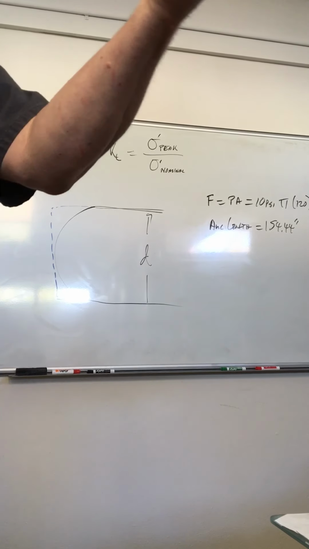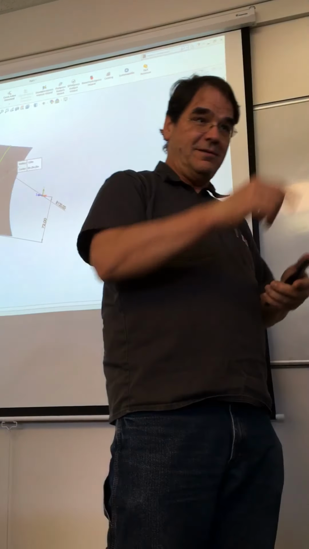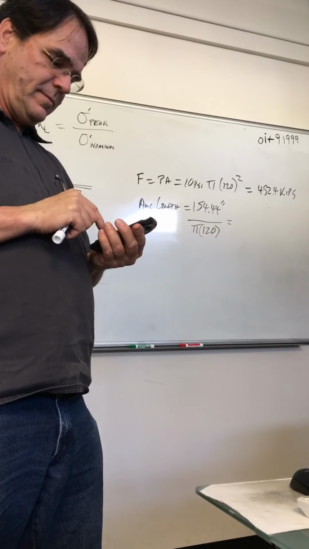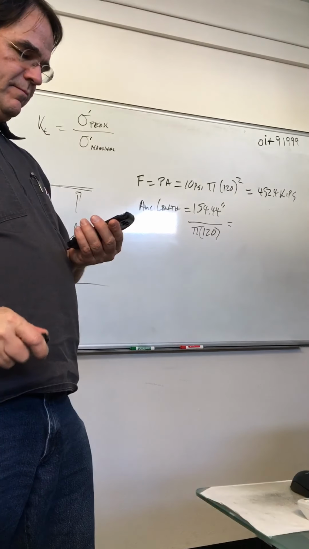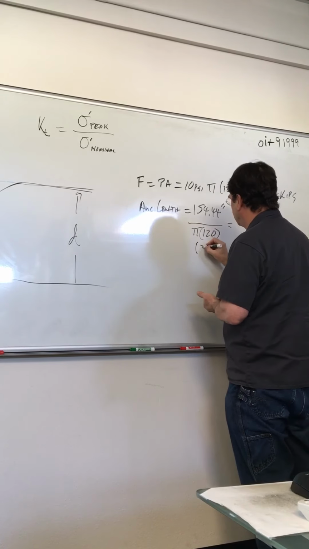It's a ratio. It's going to be a fraction of how much this is compared to the circumference, right? So we take the arc length, we divide it by pi times 120, which is the circumference, right? And so we get, 120 times, that's 377 inches. This is 377.